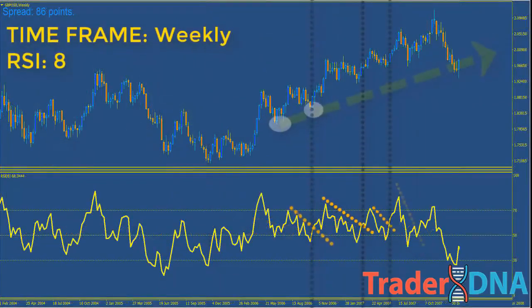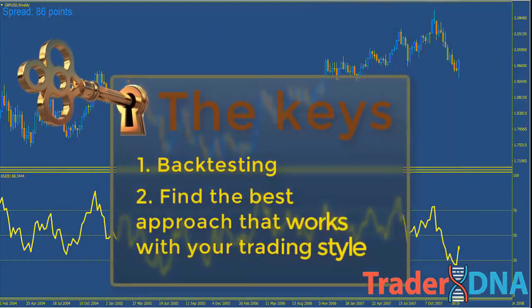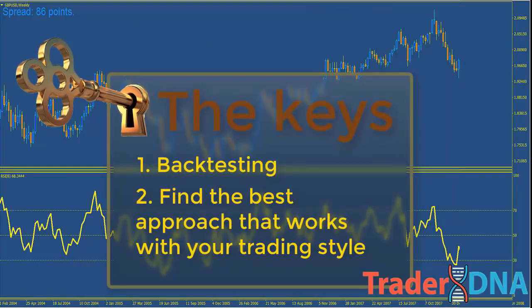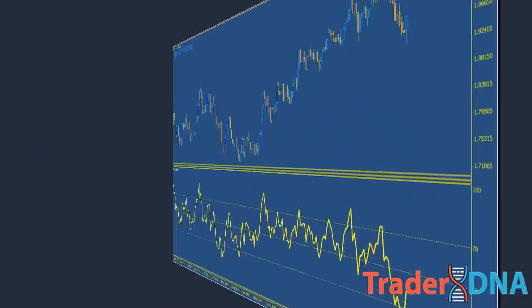Here you could use a lower period on the RSI, which will offer more trend line opportunities, but you could also adopt a less sensitive approach by using a higher period RSI, like 20 for example. The key is to backtest and find the best approach that works with your trading style.